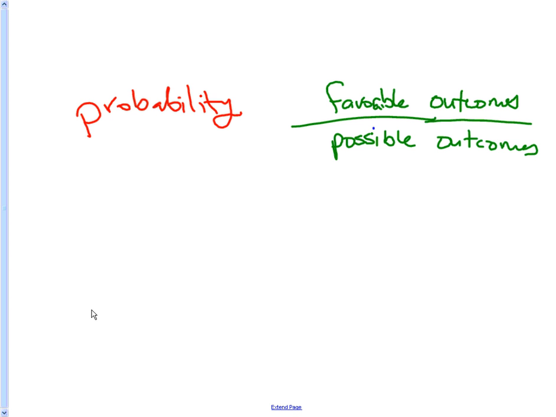Probability, new unit. This is just a quick little overview. I've handwritten here favorable outcomes over possible outcomes. It's important enough that it's worthy of your notes. Everybody grab your notes section. We don't write too many things in here, so that must say something to you.